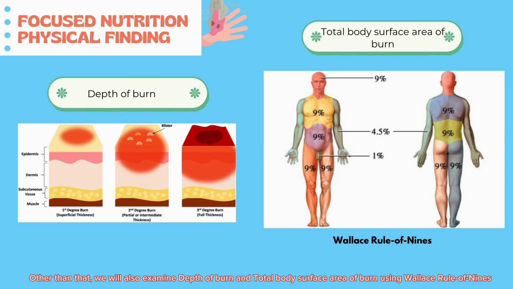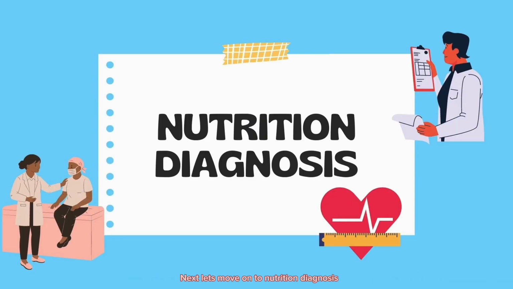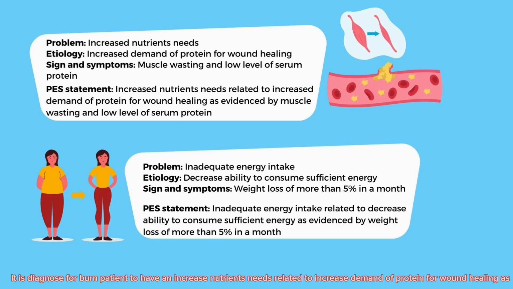Other than that, we will also examine depth of burn and total body surface area of burn using Wallace rule of nines. Next, let's move on to nutrition diagnosis. It is diagnosed for burn patients to have increased nutrition needs related to the increased demand of protein for wound healing as evidenced by muscle wasting and low level of serum protein.